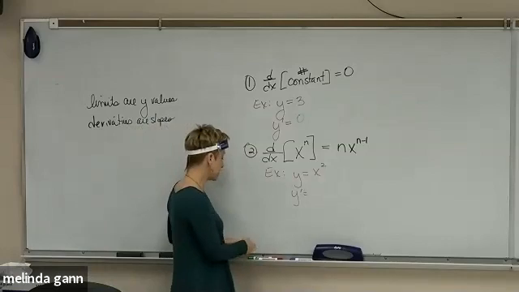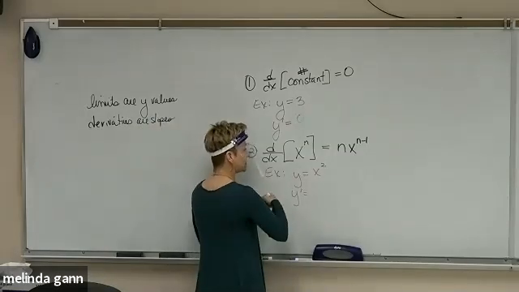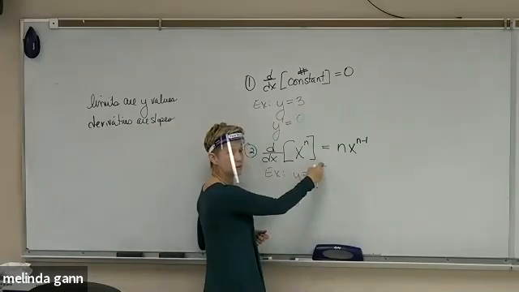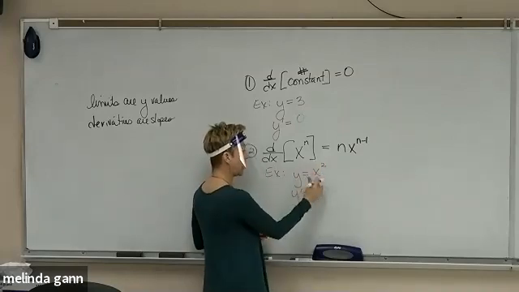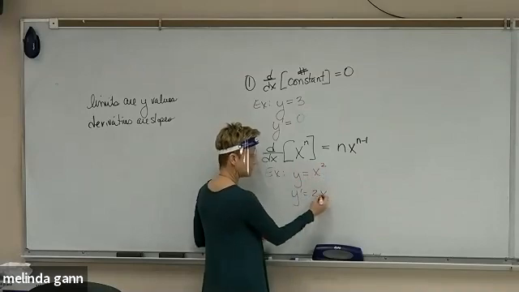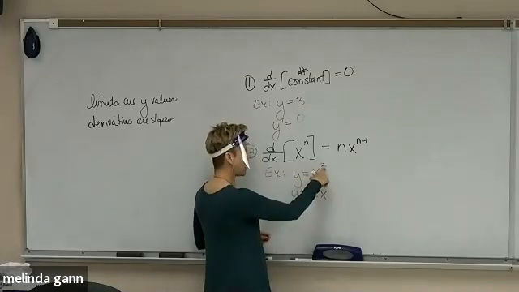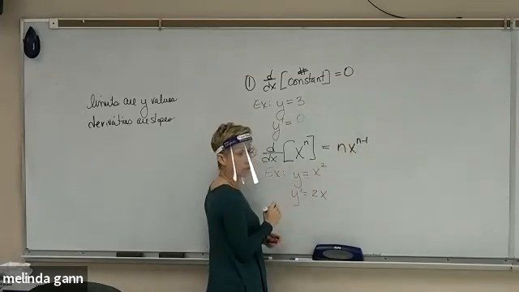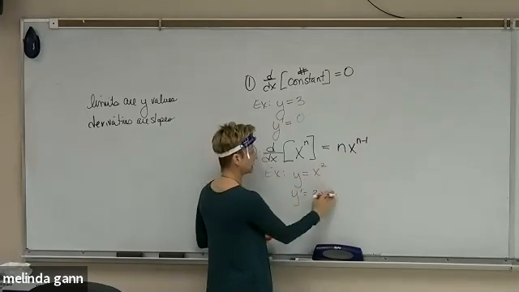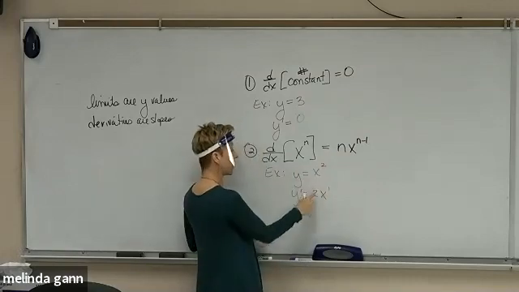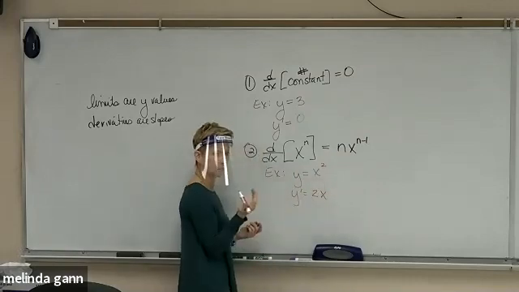So what's going to be the derivative of x squared? What's going to happen to this 2? It comes down. So the coefficient's a 2. The variable x stays x. What happens to my power? It goes down by 1. So what is 2 minus 1? 1. So the derivative of x squared is just 2x.